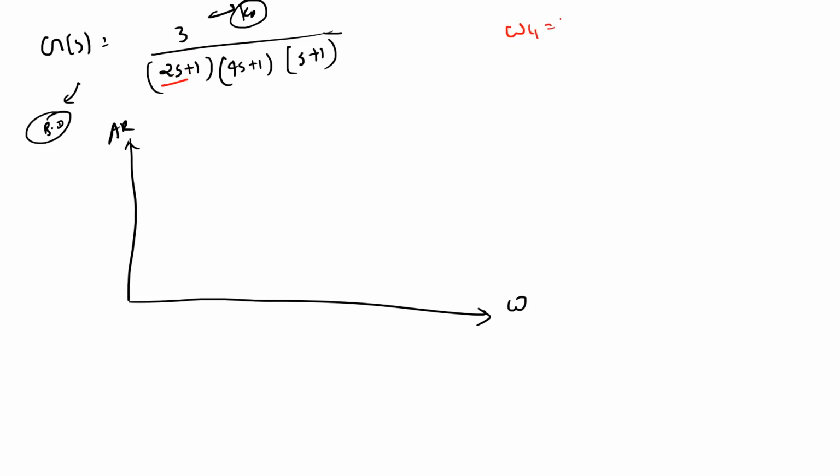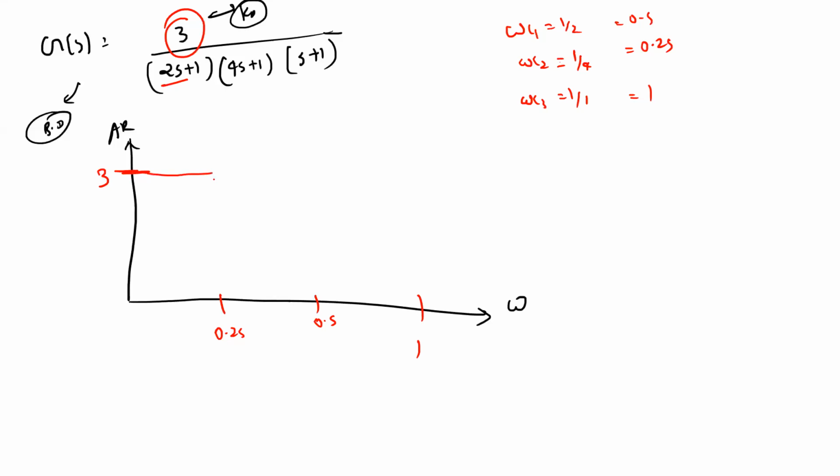So omega C1 is equal to 1 by 2. Omega C2 is equal to 1 by 4. And omega C3 is equal to 1 by 1. So that is equal to 0.5, 0.25, 1. So we are having 0.25, 0.5, 1. So initially what happens, this will start from 3 because our Kp is 3. Till the first frequency, it will go with a 0 slope.